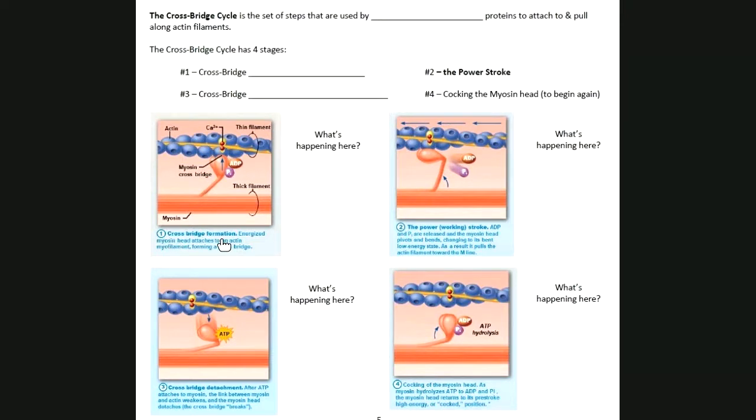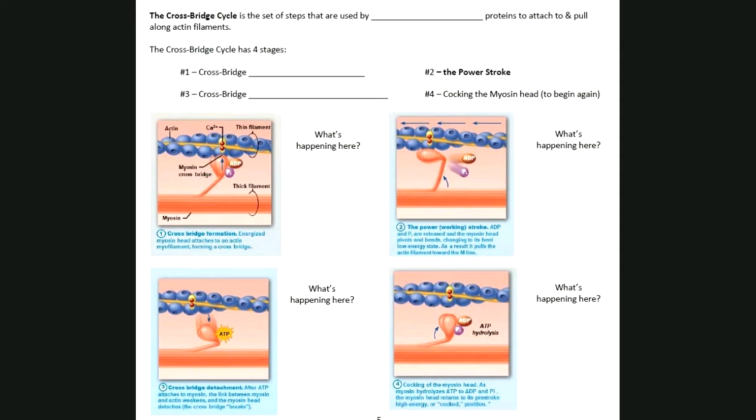So this is not a trick question here. When we talk about what's happening in the stage of crossbridge formation, what might we say is happening here? Contraction. Well, myosin is moving. Myosin doesn't move yet. Myosin is actually going to move here. We'll add that to our next step here.